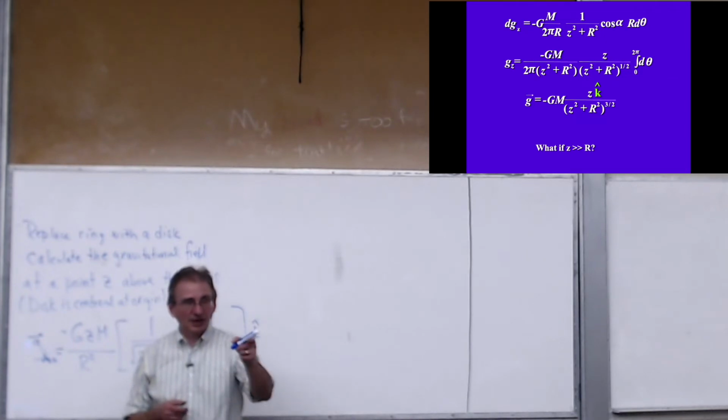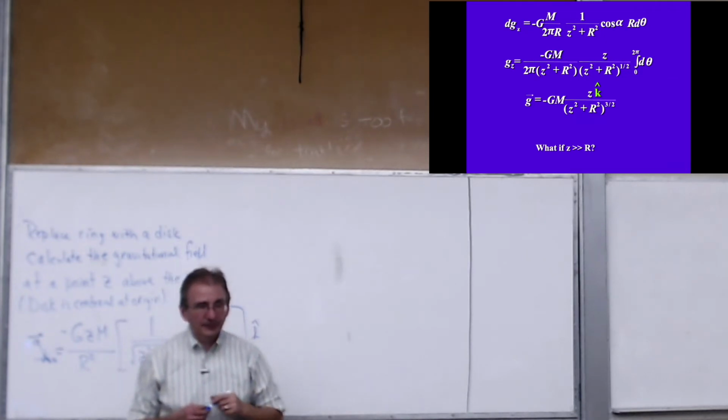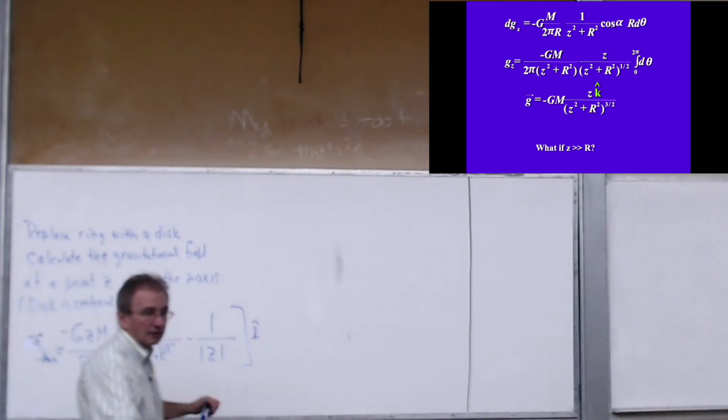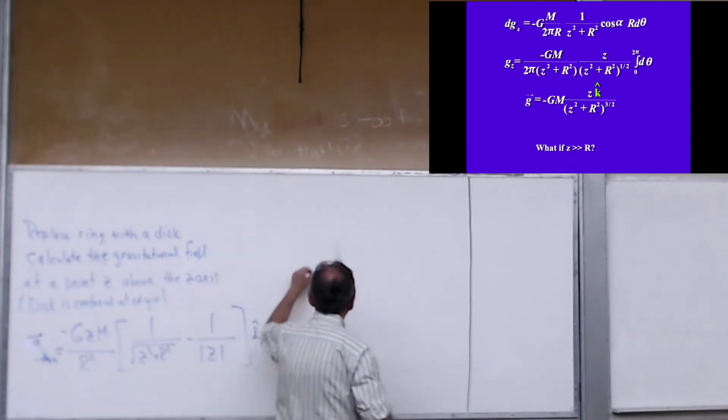Okay, so you have a question? It's in the direction negative k hat, so it's opposite of z when we're doing these problems. Right, the point is the source. Z is the source, or the point z away from the disk.